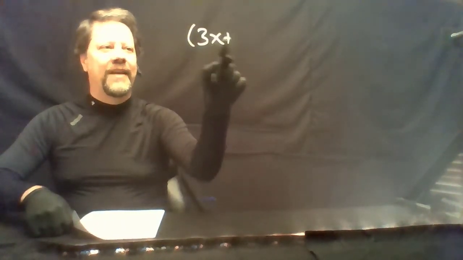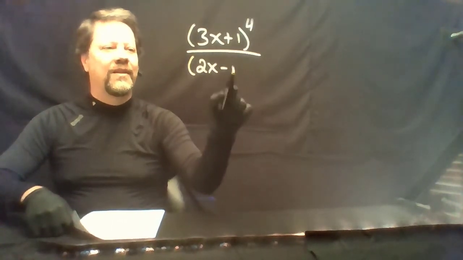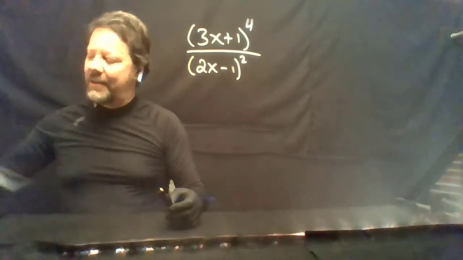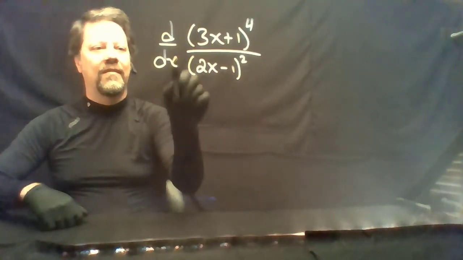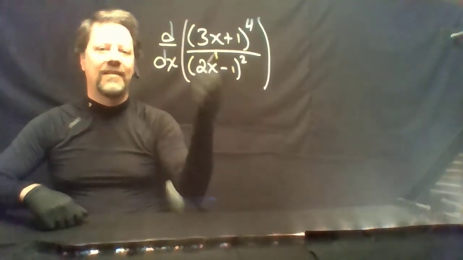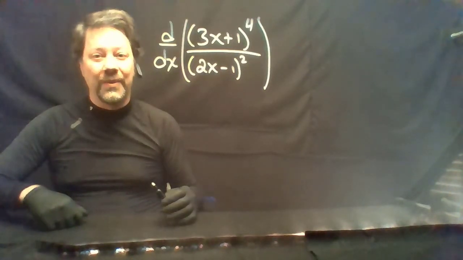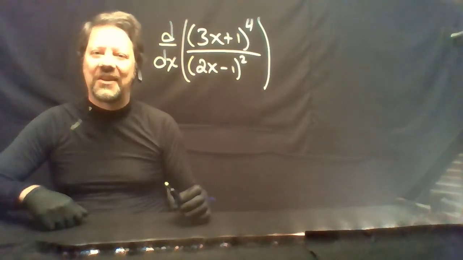We're going to begin with the function (3x + 1)^4 over (2x − 1)^2. How do we calculate the derivative of this function? The first question you should ask is, what are the rules? What derivative rules do you apply when calculating the derivative?